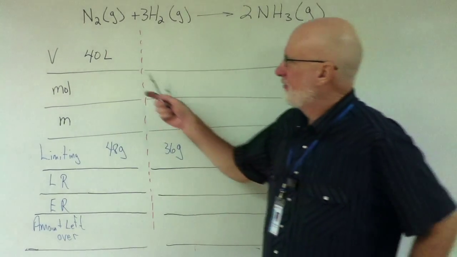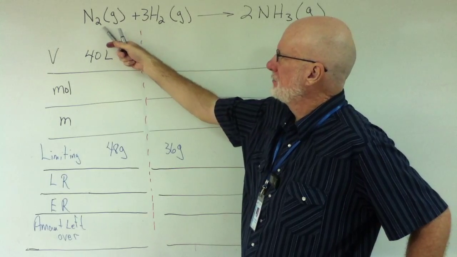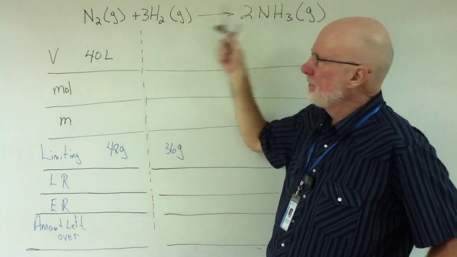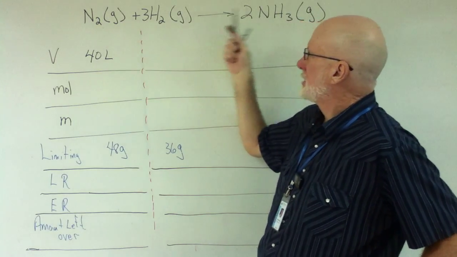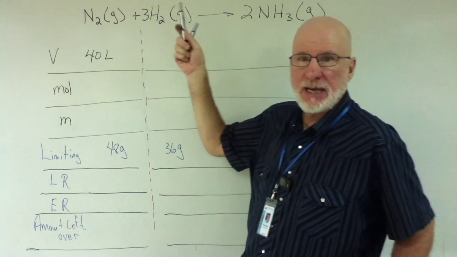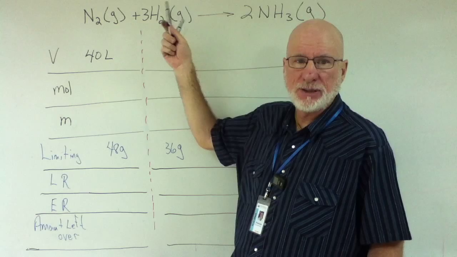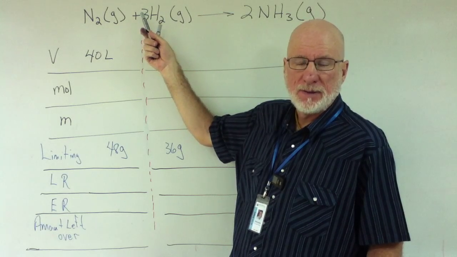However, if I have 40 liters of nitrogen, notice I have nitrogen plus hydrogen yields ammonia. Notice that this is a G, that means gaseous state, gaseous state, gaseous state. The state of the chemical that's taking part in the reaction is always in parentheses following the formula.